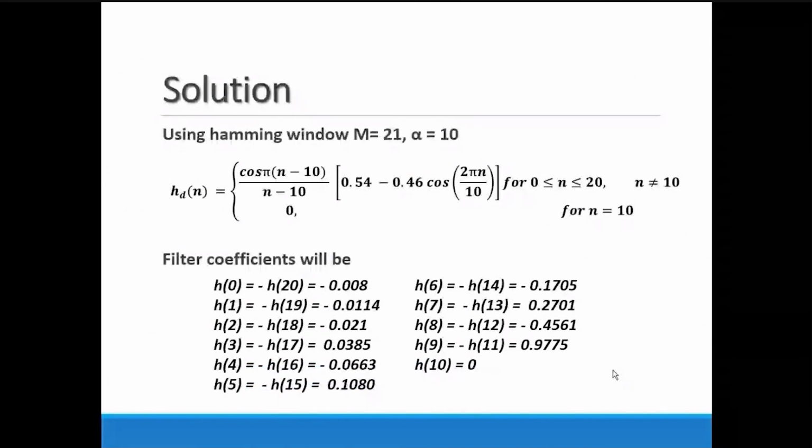H0 is equal to minus H20, minus 0.008. So this total, H0 to H20 values you are getting when you are taking the Blackman window. Please take a screenshot or note down this answer. This is the answer of the second example of the differentiator.